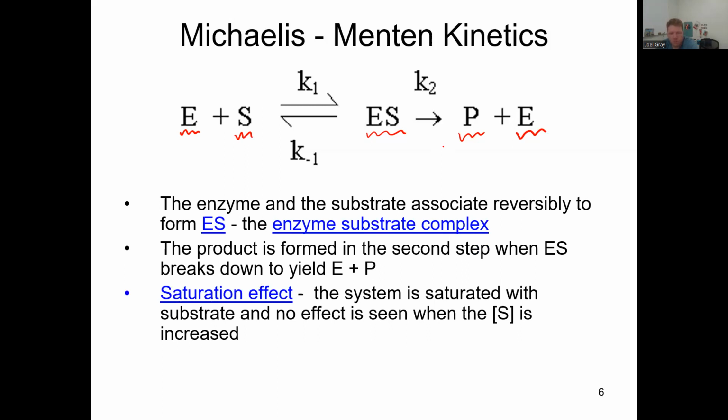Now, we have something known as a saturation effect. The system is saturated with a substrate. No effect is seen when the substrate concentration is increased. So you have the saturation effect when you basically add more S and the rate doesn't change.